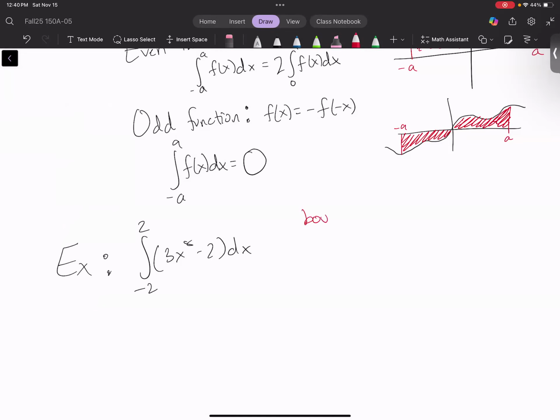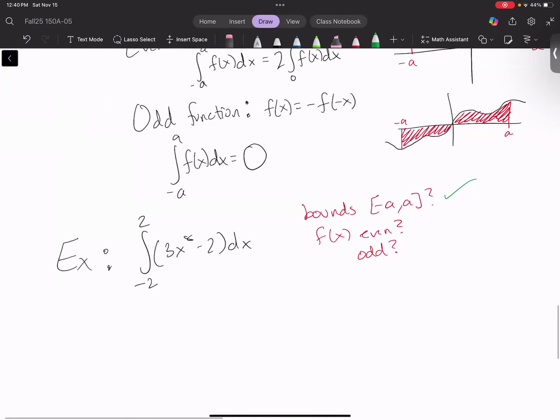Are the bounds negative a to a, and then is f of x even or odd? Well, the bounds are definitely negative a to a, right? It's negative 2 to 2. So that's a check. Is my function even or odd?